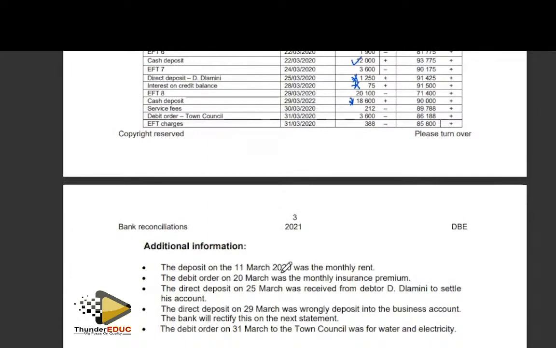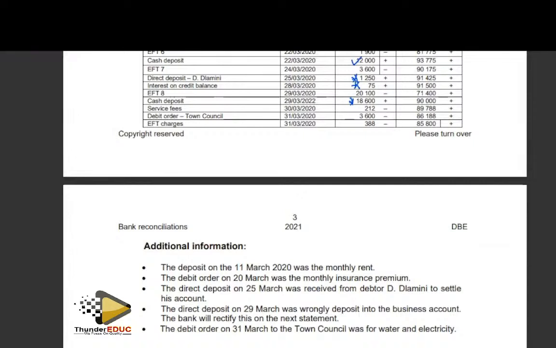They are saying the deposit on the 11th of March, which is this date, was the monthly rent. So this description, this information here, assists us to determine how we are going to do the analysis, and how we are going to record this item in our bank reconciliation statement. So I'm going to go to our bank reconciliation statement, and who gave us the money?